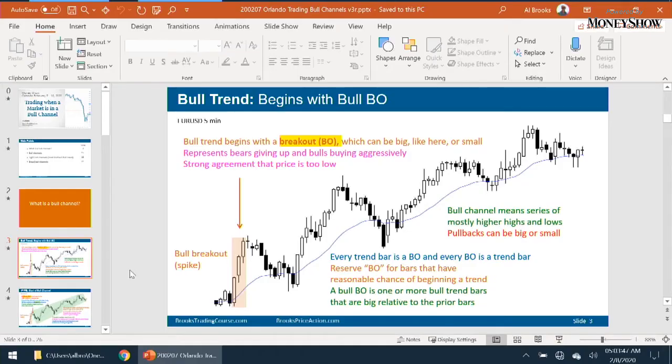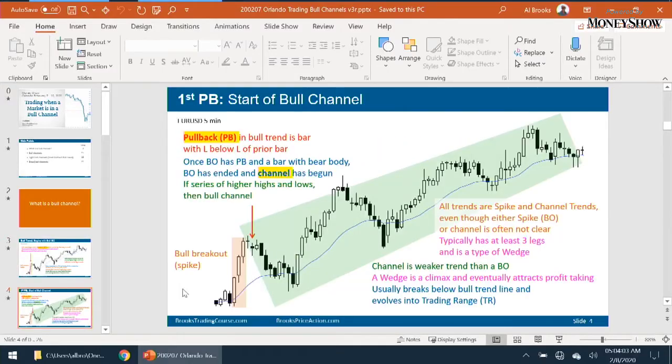And also I want to say one other thing about bull breakouts. I think of every trend bar, every bar with a bull body, for example, as a breakout. It can be a 1 bar breakout, it can be a multi-bar breakout. But not all trend bars and not all breakouts succeed. In fact, most do not. A pullback in a bull trend is when the low of a bar goes below the low of a prior bar. And once a breakout starts to have pullbacks, I no longer think of it as a breakout. I think the market is evolving into a channel.